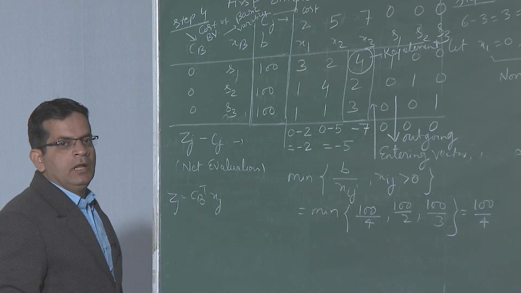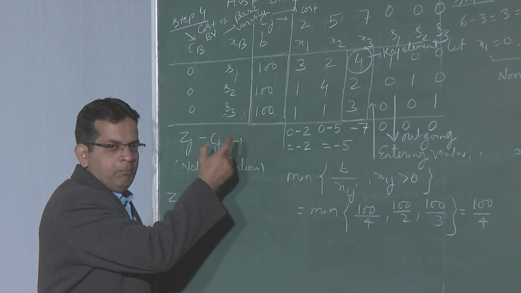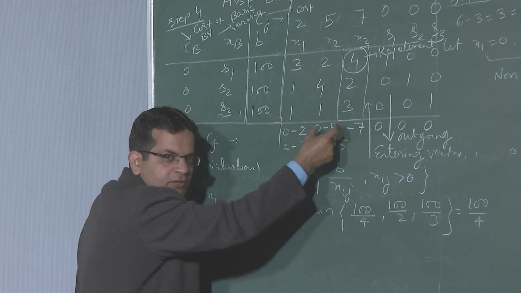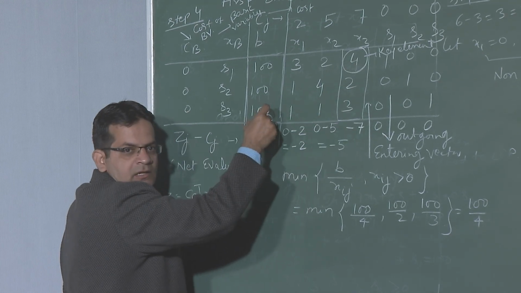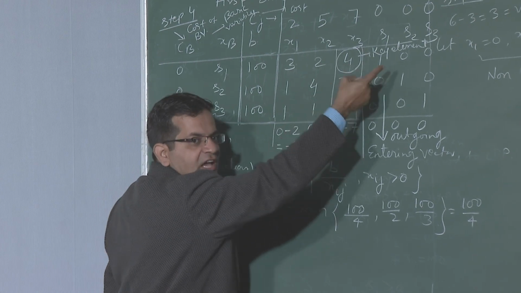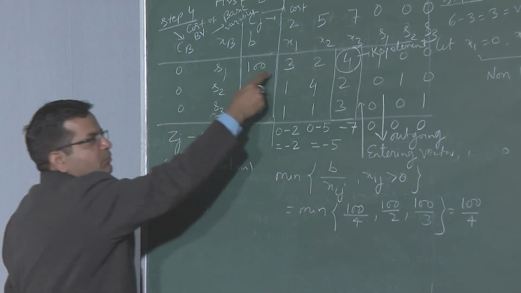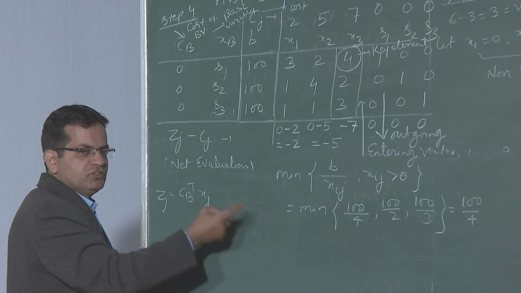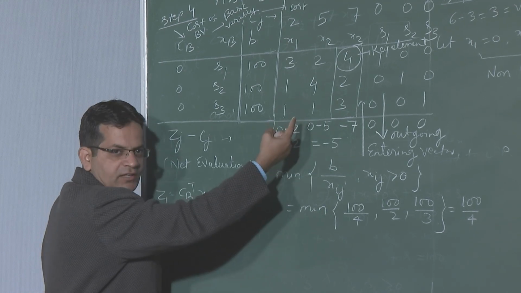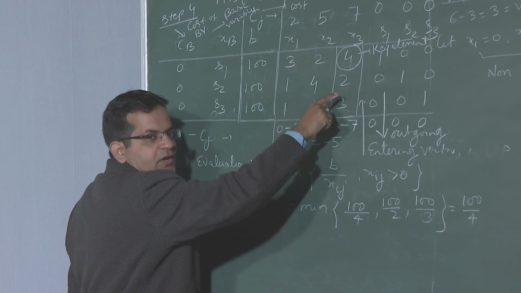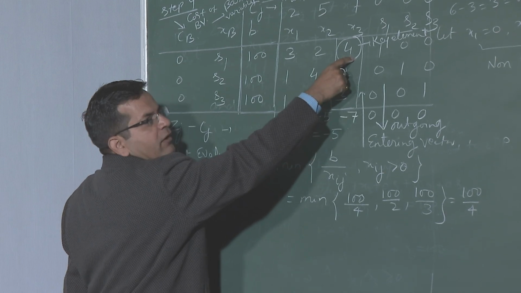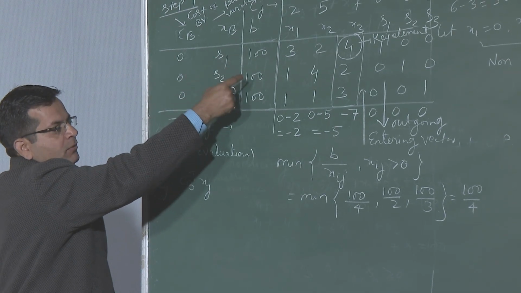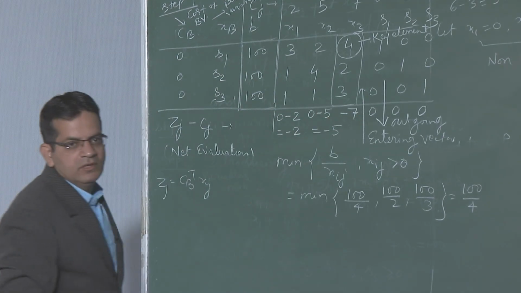We first select the most negative Zj minus Cj, which is the entering vector. Then we calculate the minimum ratio with B. Where we have the minimum ratio, it is the key element, and the variable in the basis corresponding to the key element is the outgoing vector. So we have 3 steps: the most negative Zj minus Cj is the entering vector, then we calculate the minimum ratio, where we have the minimum ratio we have the key element, and the variable in the basis corresponding to the key element is the outgoing variable.